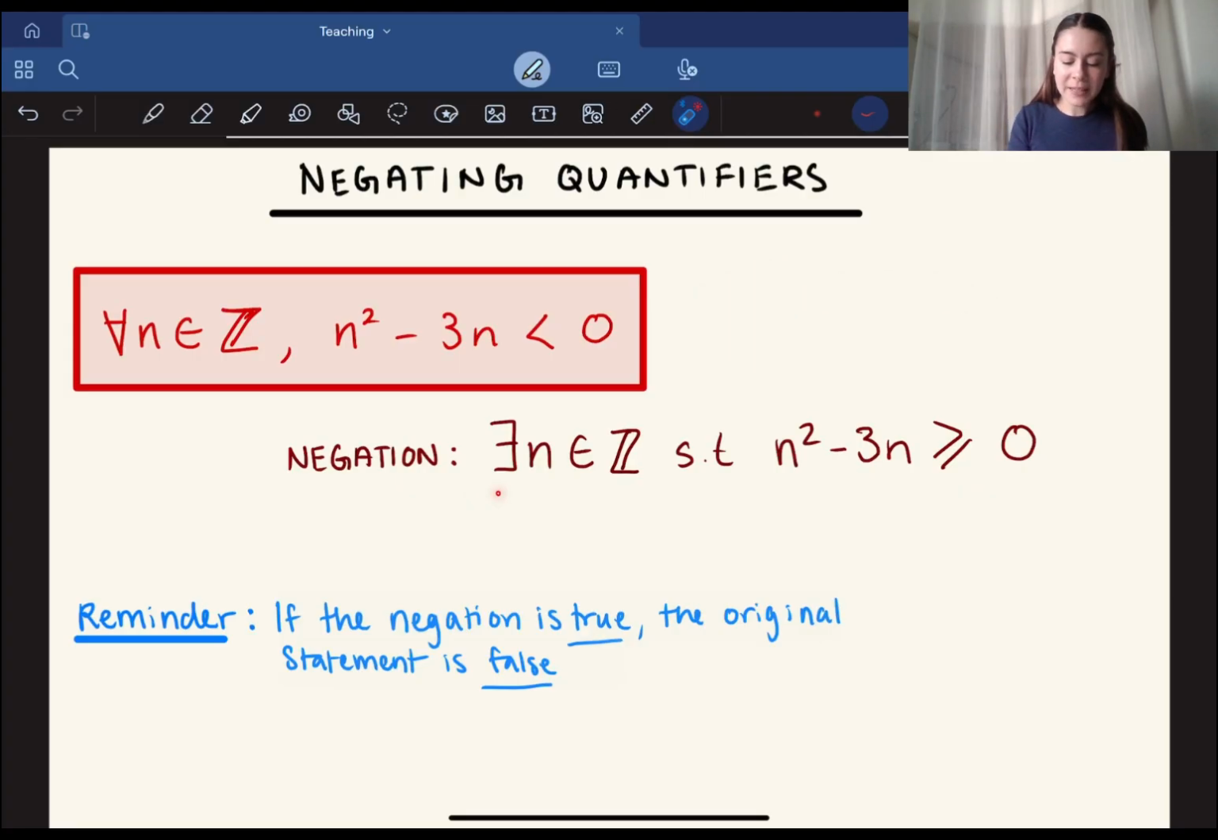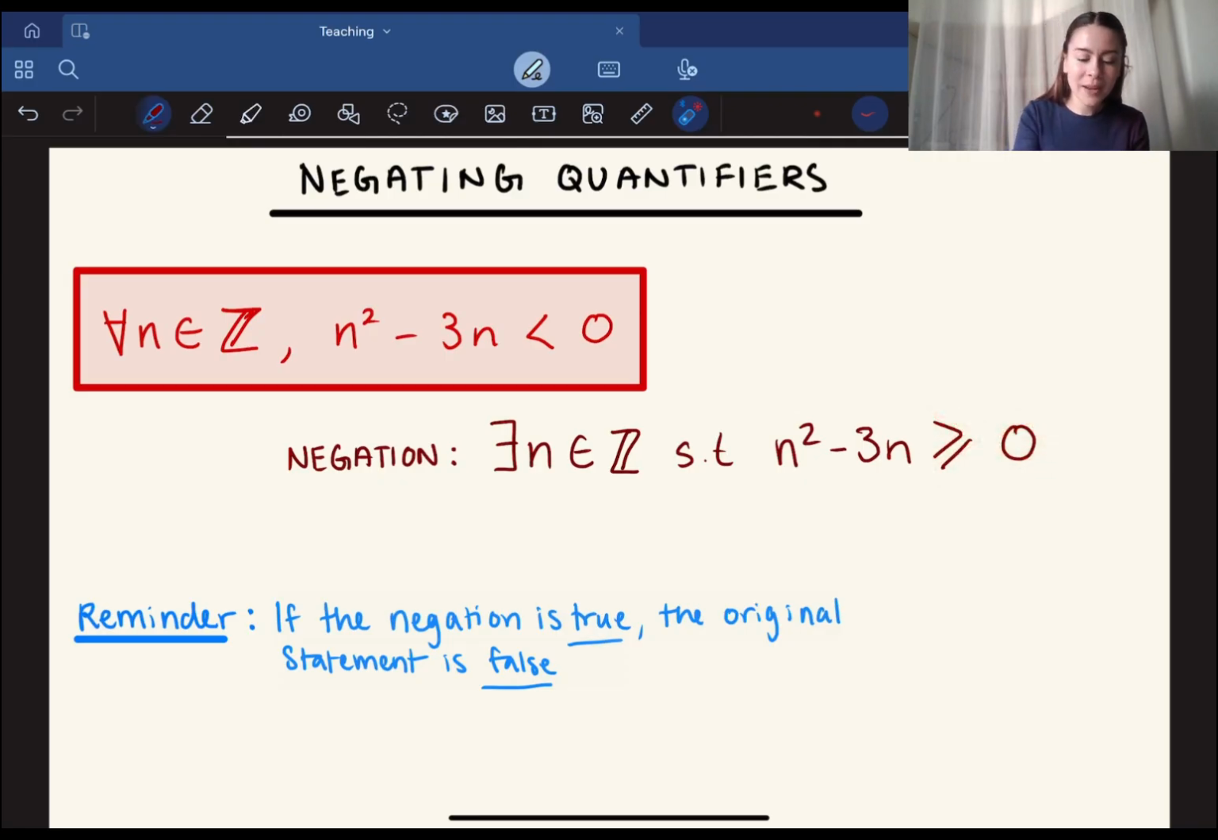Well, we want to find, does there exist some integer such that this applies? So n squared minus 3n is greater than or equal to 0. But actually, when we were brainstorming about whether this original statement is true or false, we did find an integer for which this will work. And that was 3. The first integer that we sort of had some issues with was 3. So we can see that if we apply 3 here, 3 squared minus 3 times 3, that gives us 0, which is in fact greater than or equal to 0.